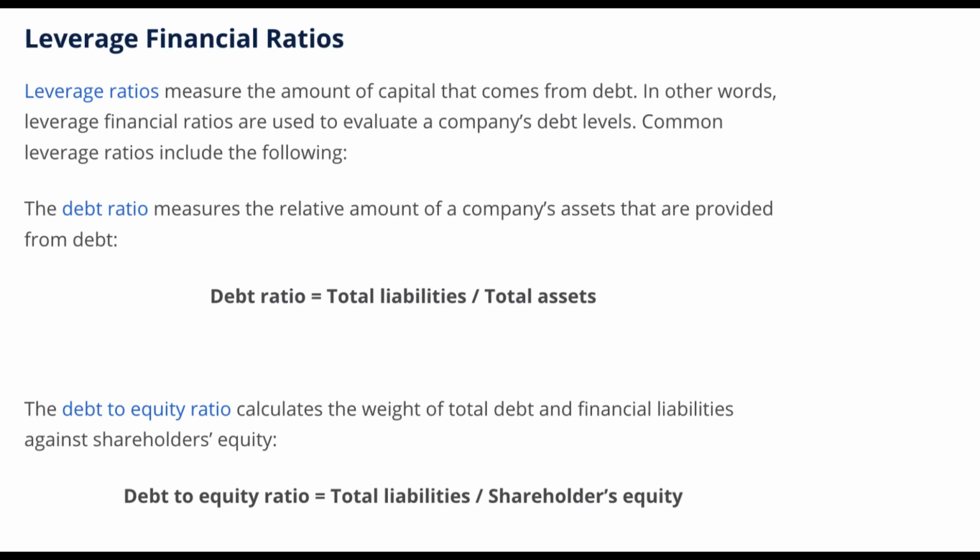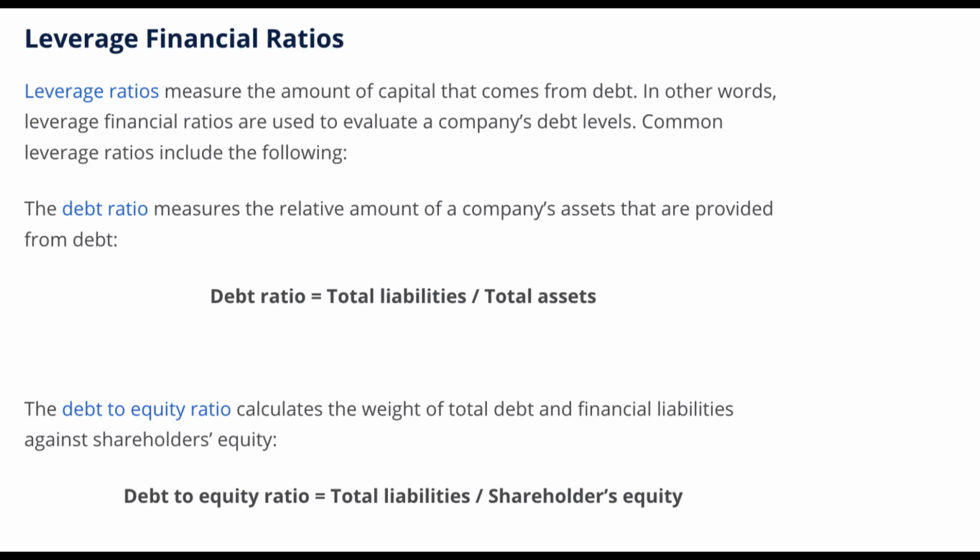Leverage financial ratios. Leverage ratios measure the amount of capital that comes from debt. In other words, leverage financial ratios are used to evaluate a company's debt levels. Common leverage ratios include the following. The debt ratio measures the relative amount of a company's assets that are provided from debt. Debt ratio equals total liabilities / total assets.